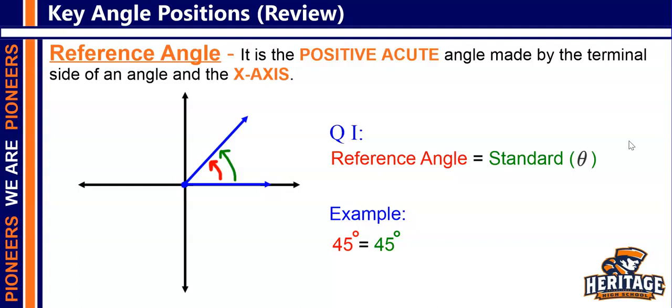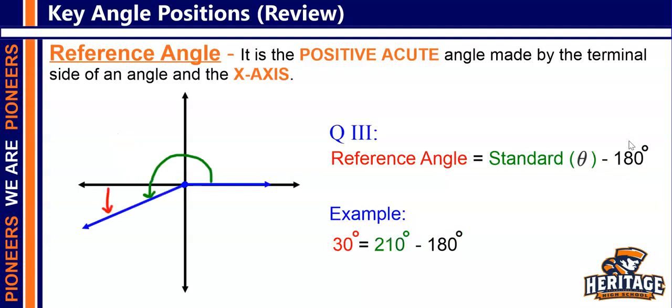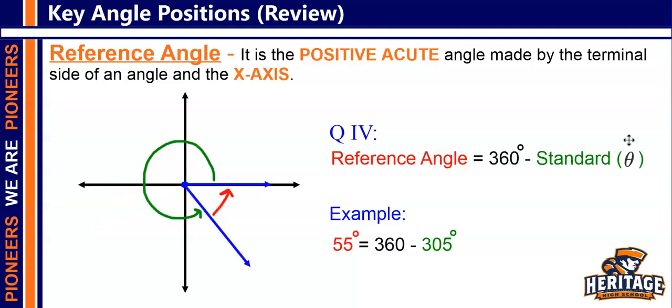So if it's in quadrant 1, you can just say that the angle is equal to the reference angle itself. If it's in quadrant 2, you take 180 and subtract the angle given to you. If it's in the third quadrant, you take the angle given to you and subtract 180 from it to get the reference angle. And if it's in the fourth quadrant, you do 360 minus the given angle. Again, you know you did this correctly if your final reference angle is between 0 and 90 degrees, and it has to be positive.